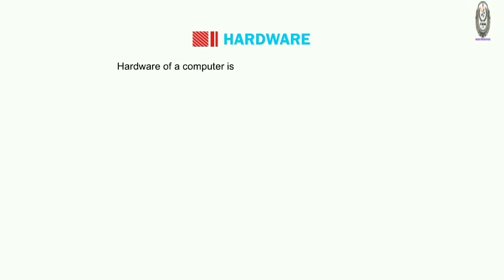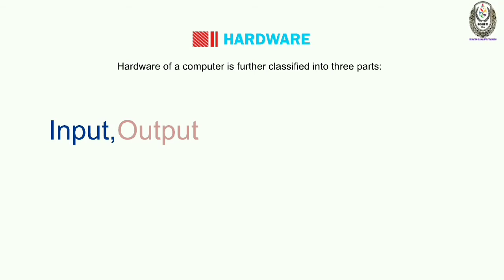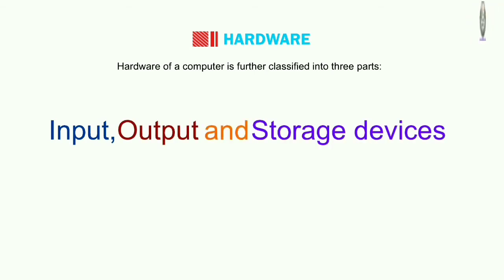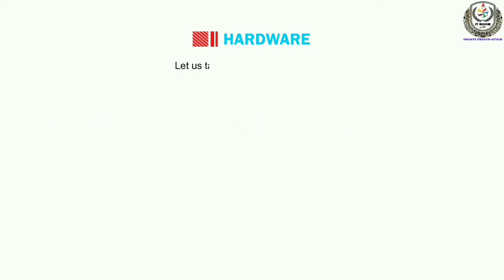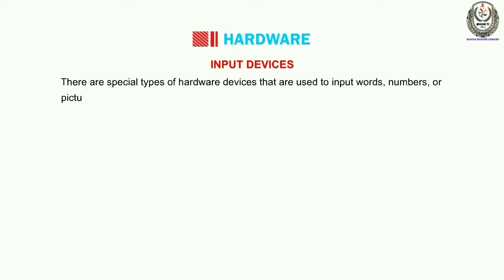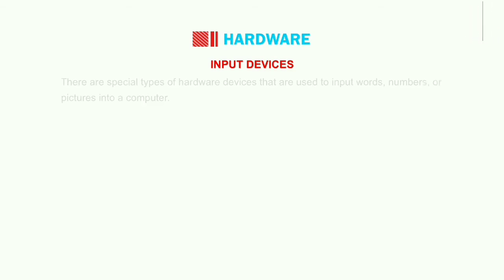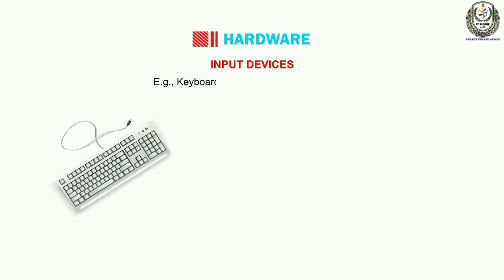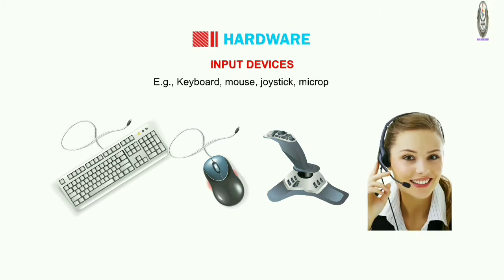Hardware of a computer is further classified into three parts: input, output, and storage devices. Let us now talk about each of these in details. Input devices are special types of hardware devices that are used to input words, numbers or pictures into a computer. For example, keyboard, mouse, joystick, microphone, etc.